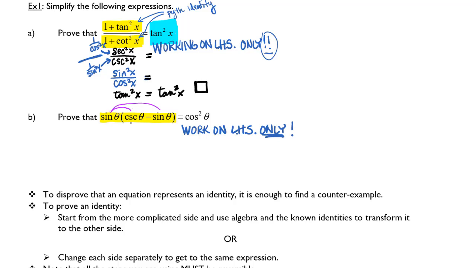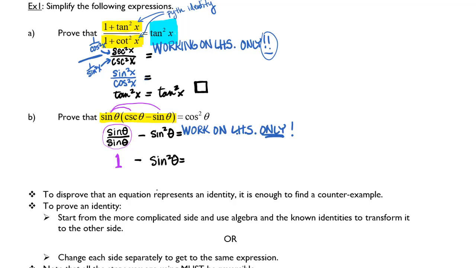I'm going to distribute this sine theta. Remember, cosecant of theta is equal to 1 over sine theta, which means that if I multiply sine theta in, I'm going to get a sine theta over sine theta minus sine squared theta. And again, we're trying to show that it's equivalent to cosine squared theta. So if I look at the leftmost fraction here, I can see that this is equivalent to 1. That gives me 1 minus sine squared theta.